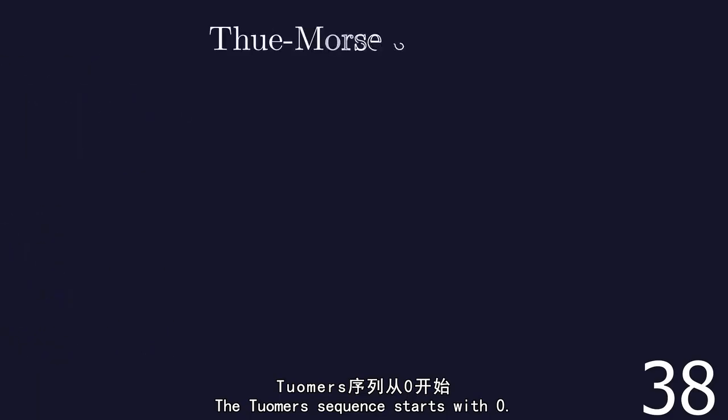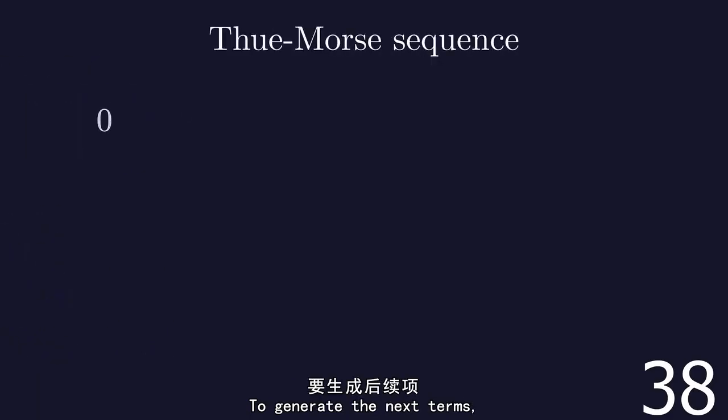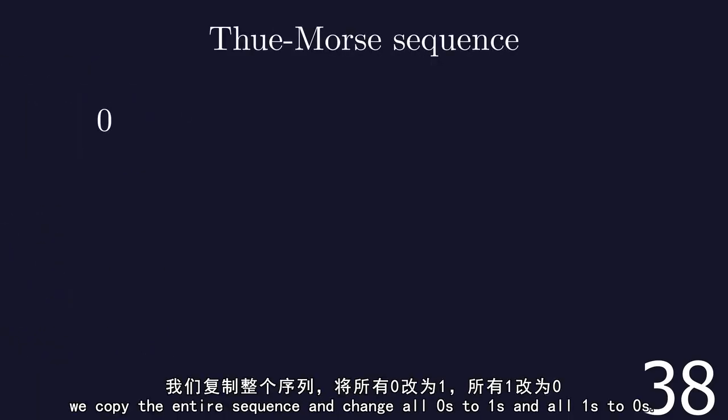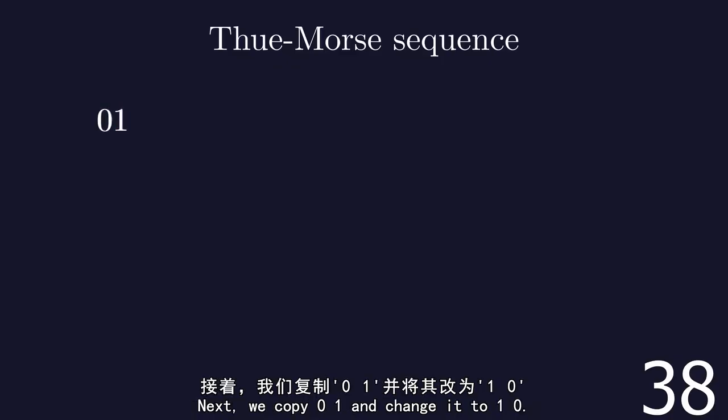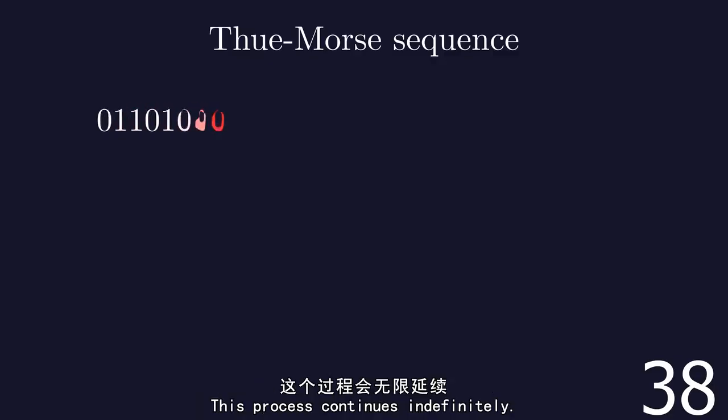The 2-Morse sequence starts with 0. To generate the next terms, we copy the entire sequence and change all zeros to ones and all ones to zeros. Starting with 0, we copy it and change it to 1. Next we copy 0, 1 and change it to 1, 0. This process continues indefinitely.